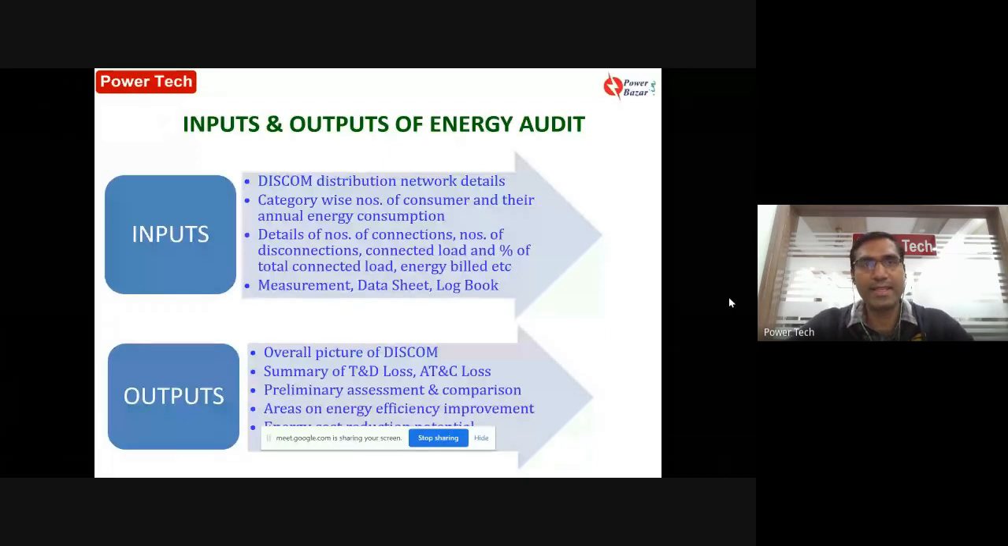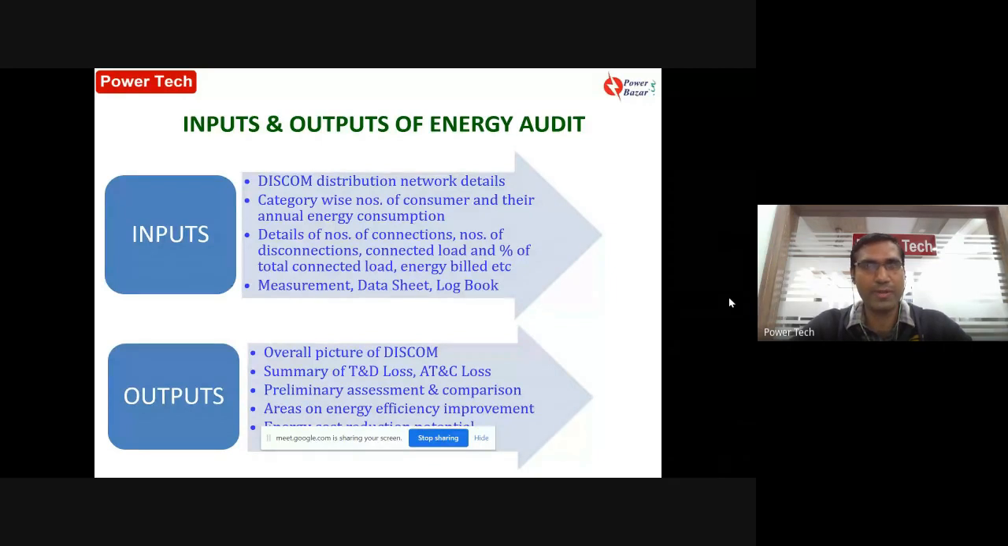So what is the basic input and output of an energy audit? So input would be the collection of the DISCOM network system details, and the categorization of the number of consumers, their annual energy consumption details, and the connections and disconnections, what is the connected load, and how much energy is billed category wise for individual consumers, and then the measurements at the feeder substations for the feeders and the substations, and data sheets of the transformers and the logbooks.